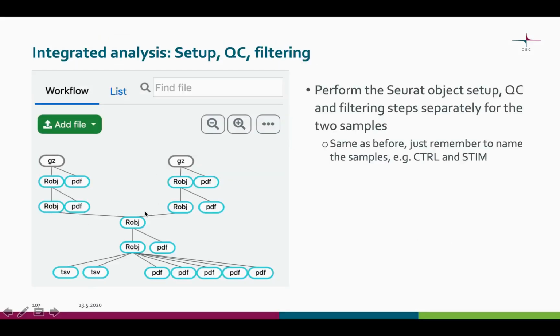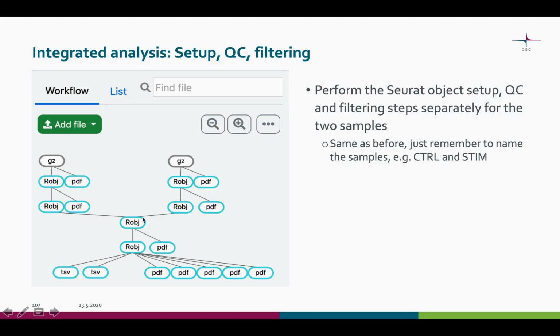Here you can see the pipeline in Chipster. Here are the two samples, and as you can see, the first steps are performed for both samples. The only thing we need to remember to do in the very first step is naming of the samples, so that they can be distinguished later on. For plotting purposes, we use these short names in capital letters.